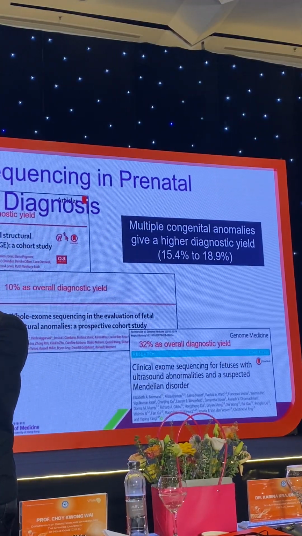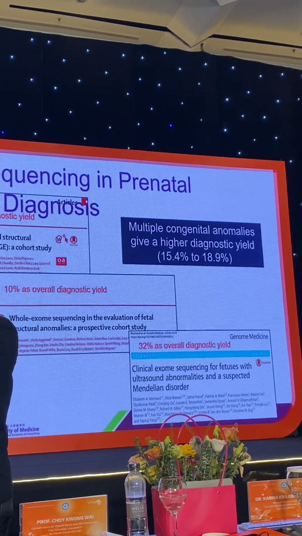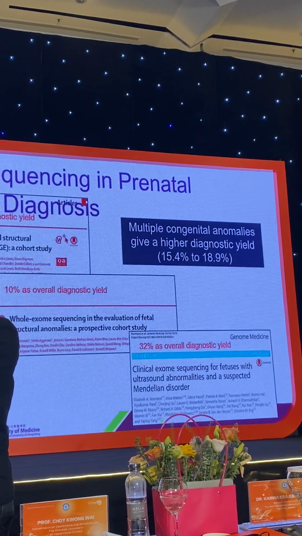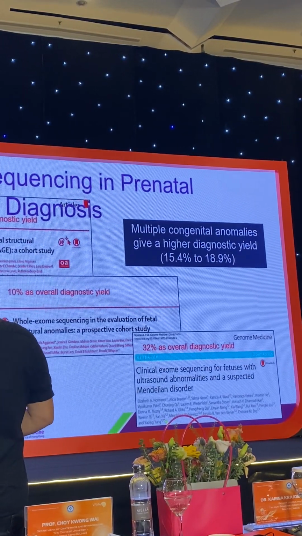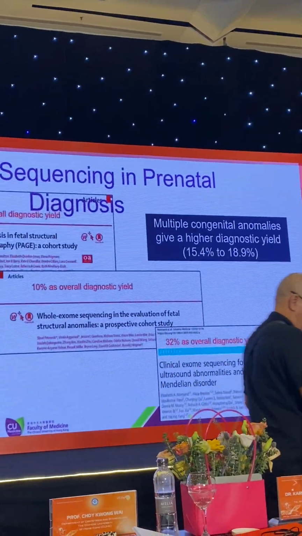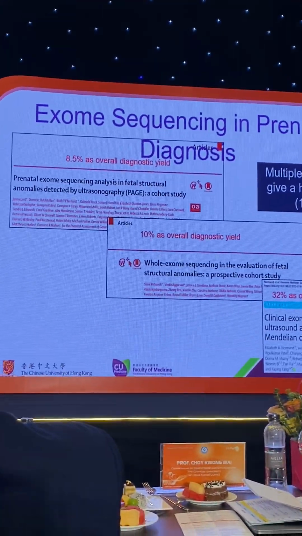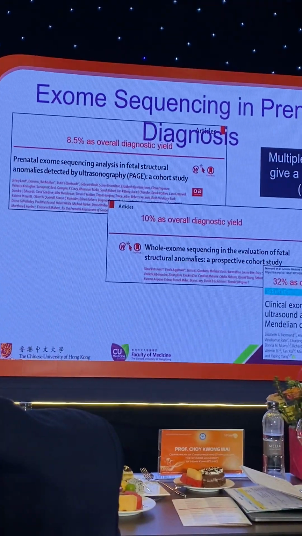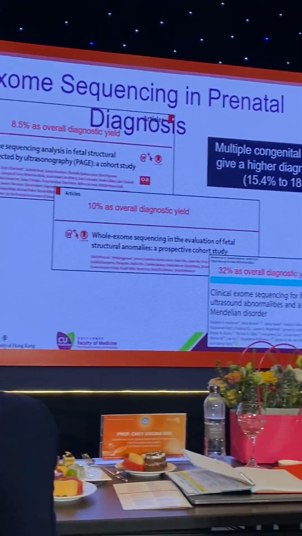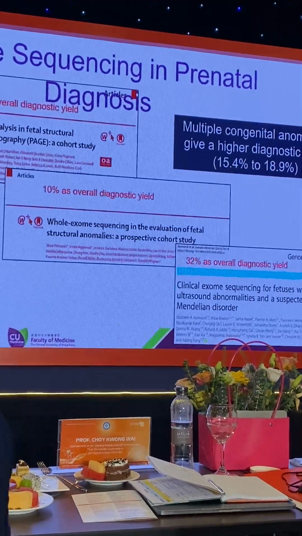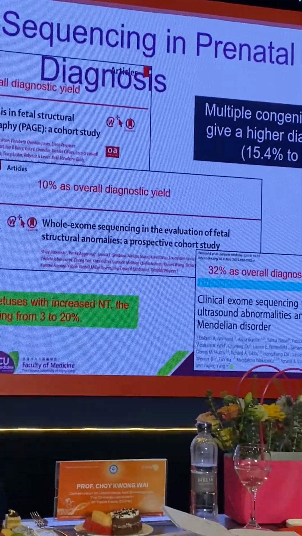Okay, so I'm going to highlight these few landmark publications again. You can see that prenatal exon is quite a new field in prenatal, because the two parallel Lancet papers were only published in 2019, and then subsequently there are more. But the key message is the same. Once we have multiple congenital abnormalities, we actually have a much higher diagnostic yield than the others.